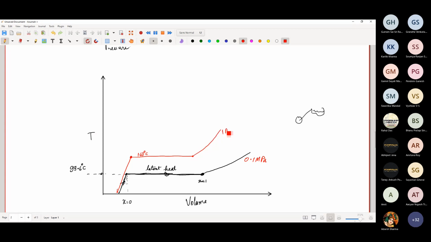Then this will happen. So this curve is for 1 megapascal. This temperature where the liquid just begins to boil is the saturation temperature, and it corresponds to a pressure of 1 megapascal. We say that this 140 degrees Celsius is the saturation temperature, which corresponds to 1 megapascal pressure, and so this becomes the saturation pressure. And similarly, you will have multiple curves like this.